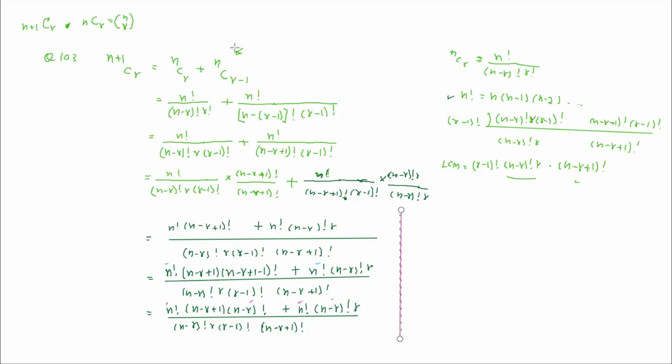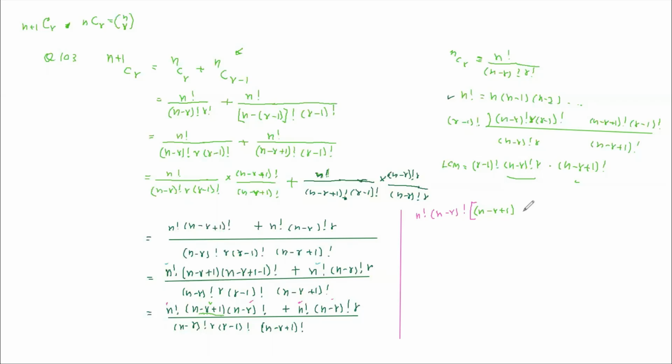From this line, we go to the next one. I get the common factor n factorial and (n minus r) factorial as common factors. Okay, so now we are left with this one, correct? We are left with n minus r plus 1, this term, okay?